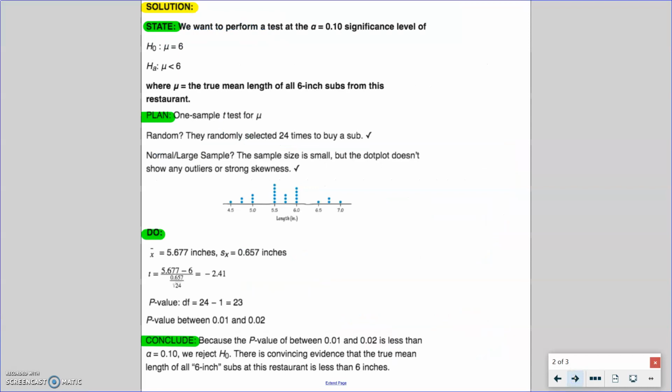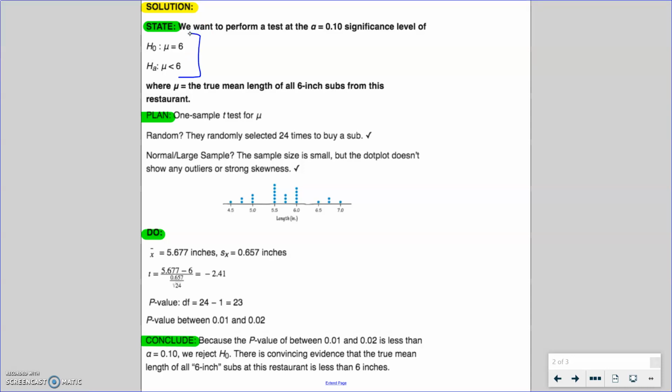So here's the solution for this. Now, the reason I wanted to show you literally the entire answer is I just kind of want to walk through it. The State, Plan, Do, Conclude is exactly the same as it was for confidence intervals, and it's exactly the same as it was for significance tests for proportions earlier this week. So it's not like we're adding anything too crazy. So your State: we want to perform a test at the 0.10 significance level of, here's our null and our alternative, and then you have to say what mu stands for, where mu is the true mean length of all 6-inch subs from this restaurant.